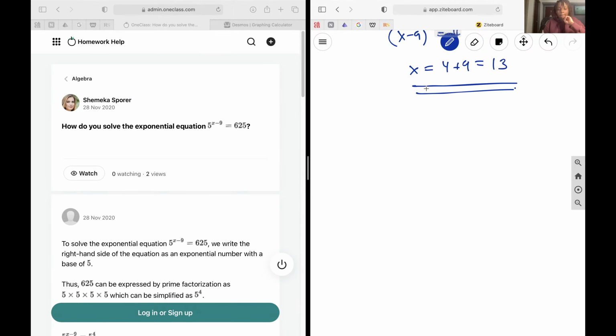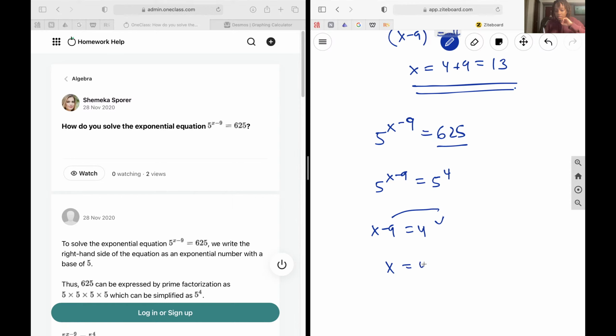Now using method 2, which is if I decided to use the second form of logarithms, then my method 2 will have me with 5 to the power of x minus 9 is equal to 625. I'm going to write this in its lowest base form. So 5 to the power of x minus 9 is equal to 5 to the power of 4. Same base, which means that their exponents must be equal. So x minus 9 is equal to 4. Solve for the x. X is equal to 4 plus 9, which is 13.